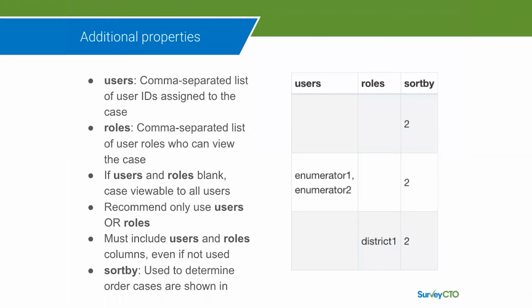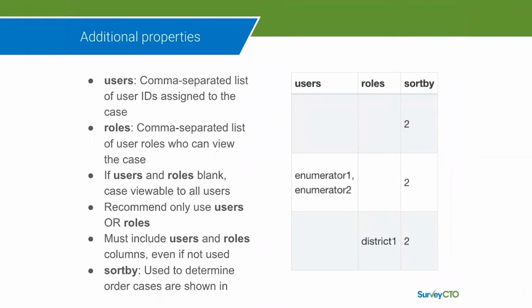If both the users and roles columns are blank for a case, then all enumerators will be able to view that case. Generally speaking, you only need to specify a users value or a roles value, since specifying both can be redundant. Even if the users and roles columns are going to be completely blank for all cases, you still need to include those columns in your case management server dataset, since they are used to help identify the server dataset as a case management server dataset.